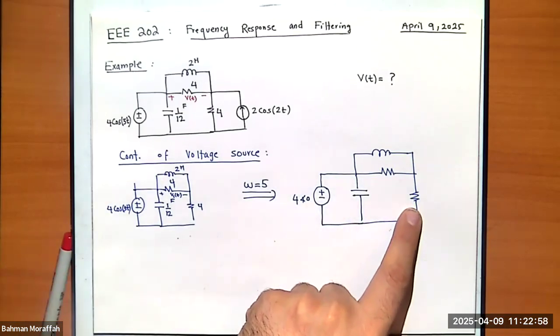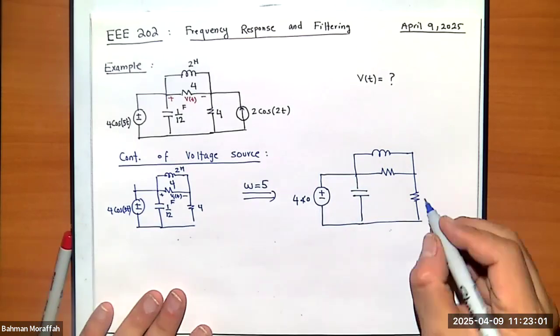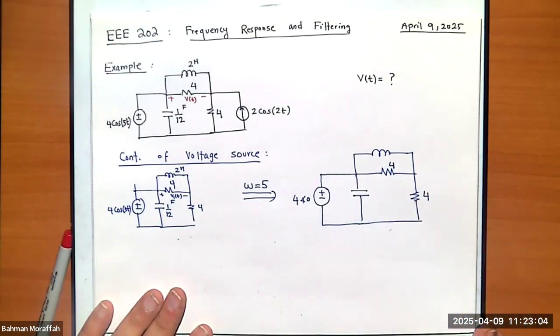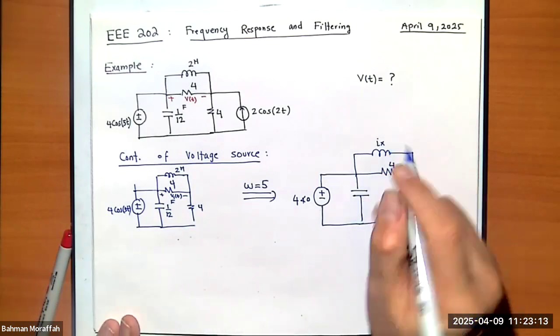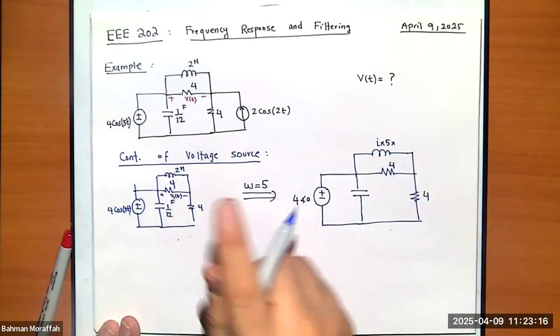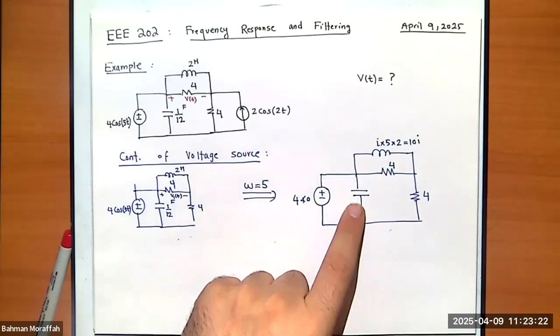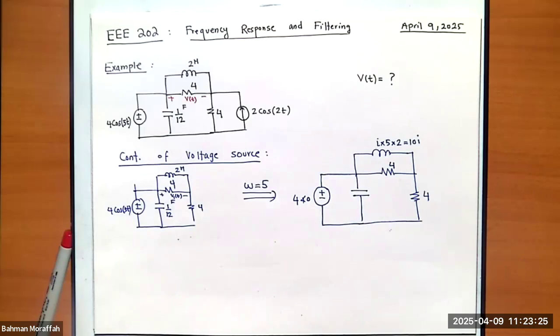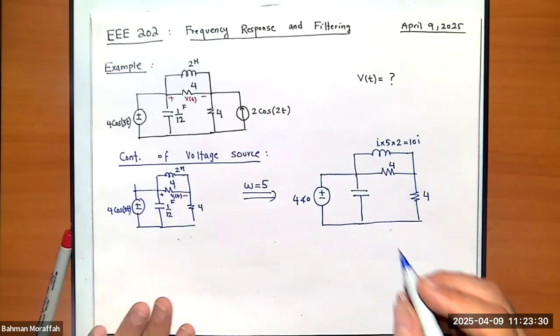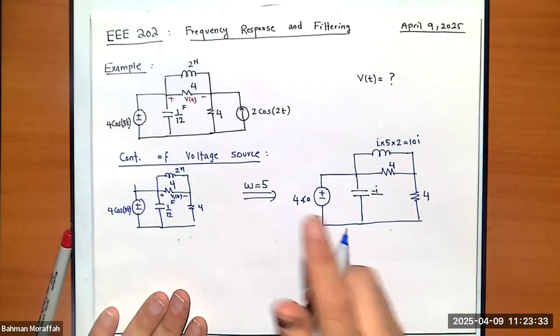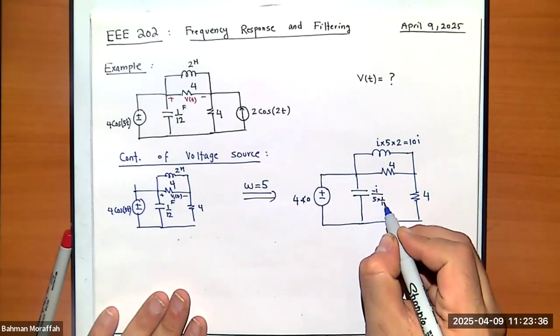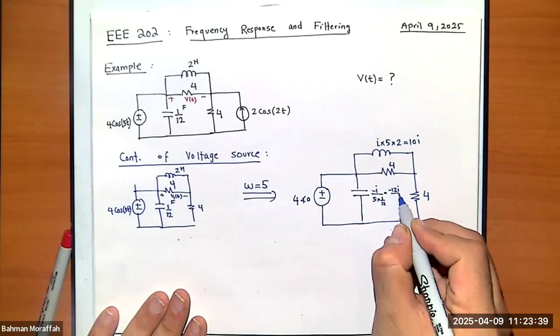For this resistor over here, we know it doesn't change in frequency domain, so it remains 4. This also remains 4. If I have an inductor, I have to change the value of inductor L to i omega L. So I have i times omega, which is 5, times L, which is 2, which is 10i. If I have a capacitor, I have to change the value of the capacitor to minus i over omega C, or 1 over i omega C, right? So I have minus i divided by omega, which is 5, times C, which is 1 over 12. So it's minus 12i divided by 5.